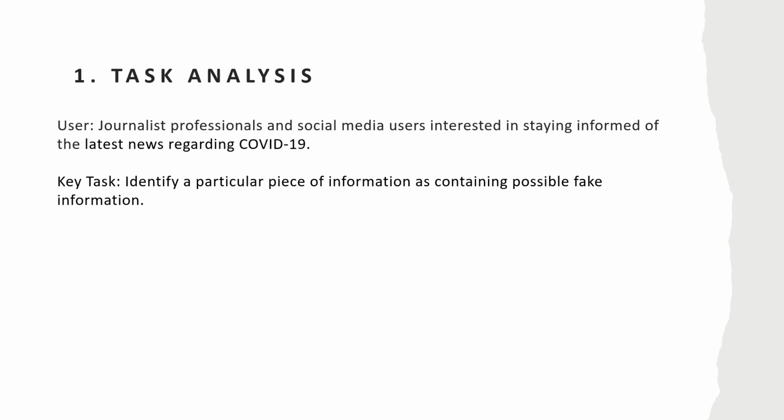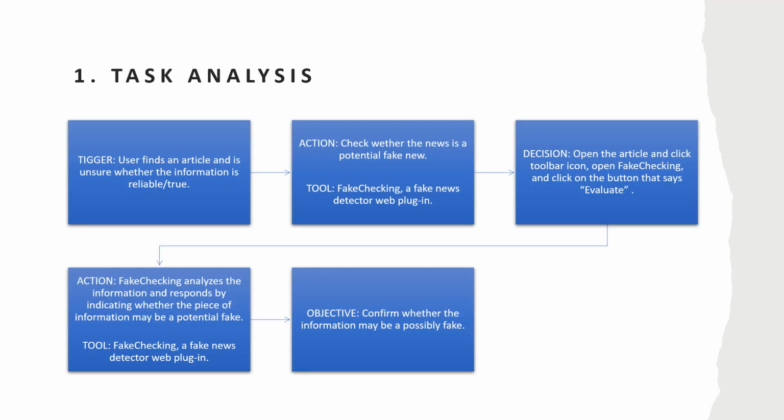Our typical user is a journalist professional and/or a social media user interested in staying informed of the latest news regarding COVID-19, and the key task is to identify a particular piece of information as containing possible fake information. So now let's review the user flow. The trigger for our user would be finding an article and being unsure whether the information is reliable. The objective is to inform whether the information may be a possible fake.